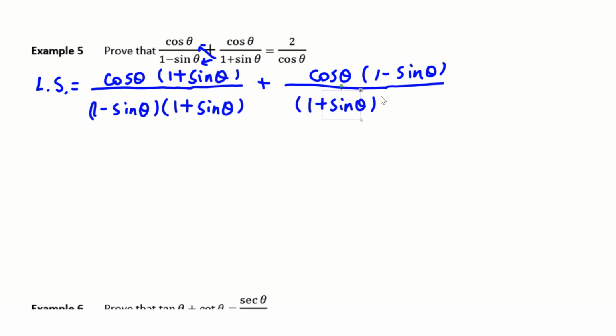1 plus sine theta times 1 minus sine theta. Then after that, you will see you have the same denominator, so we can add the numerators together. When we add numerators together, we want to collect the like terms, so we want to expand in order to collect the like terms.